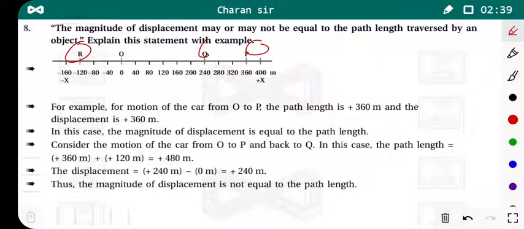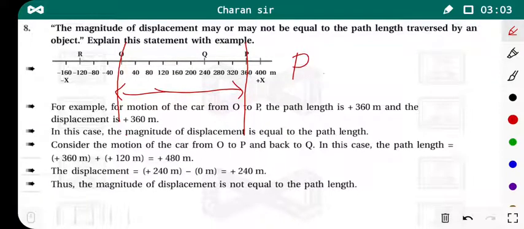So now we consider one example in which our path length value and displacement value are equal. For that we consider our object starts its motion from point O and reaches point P. So in this case the total distance covered by the object is OP. So path length is given by OP. Now what is the distance OP? P has position coordinate 316 meters. So this is our path length value.